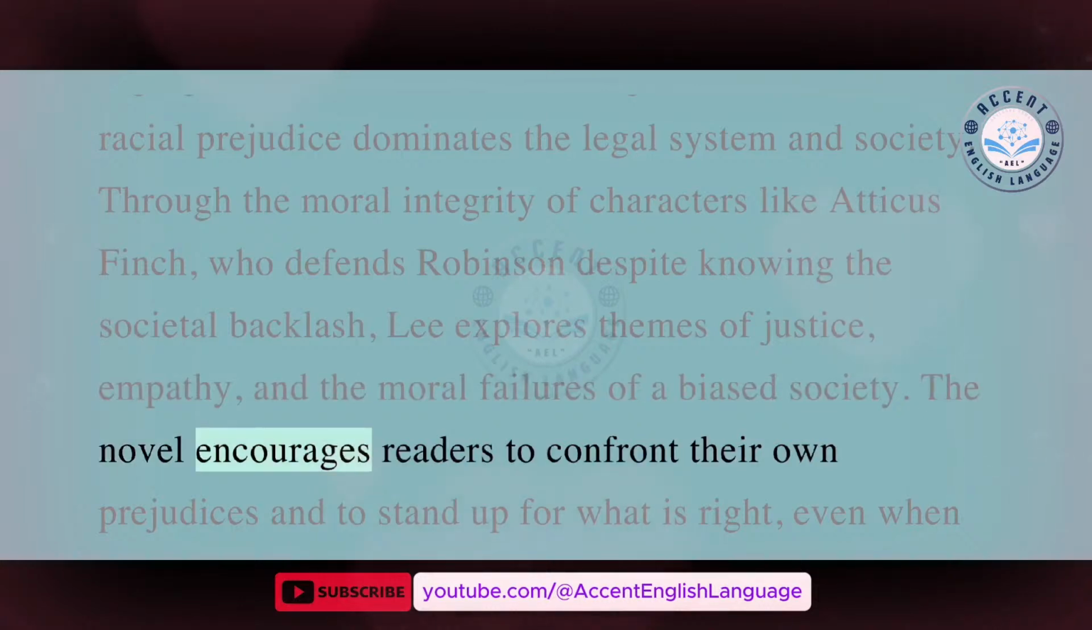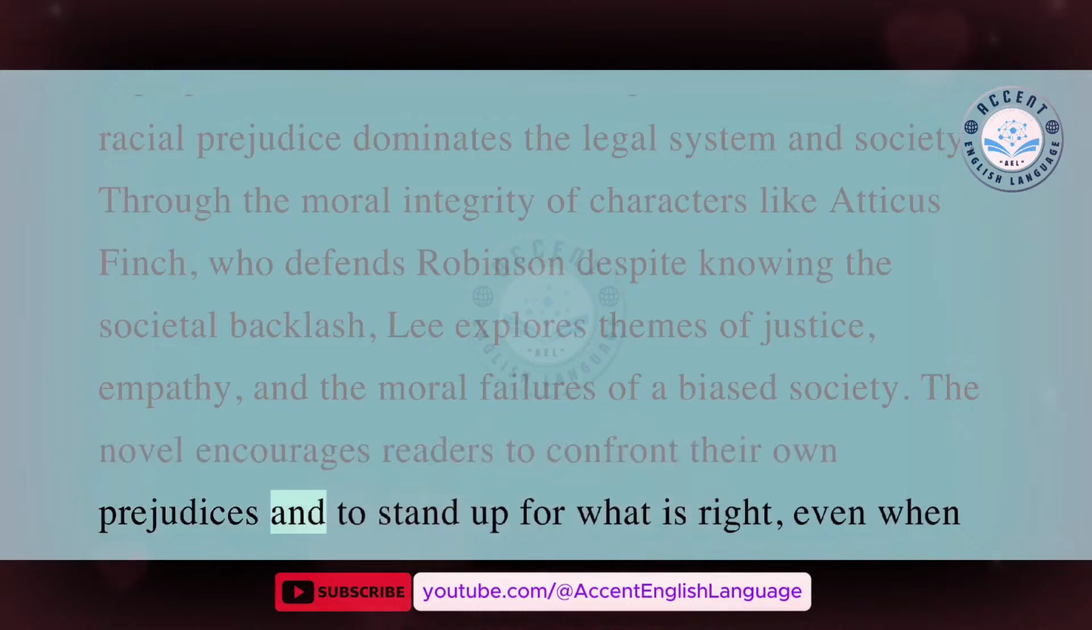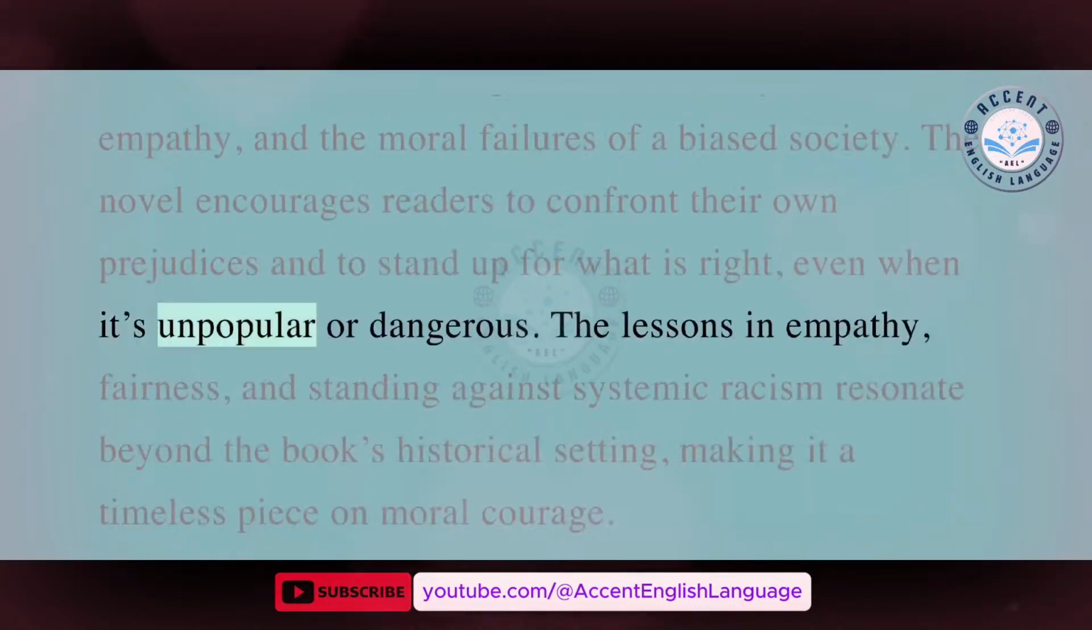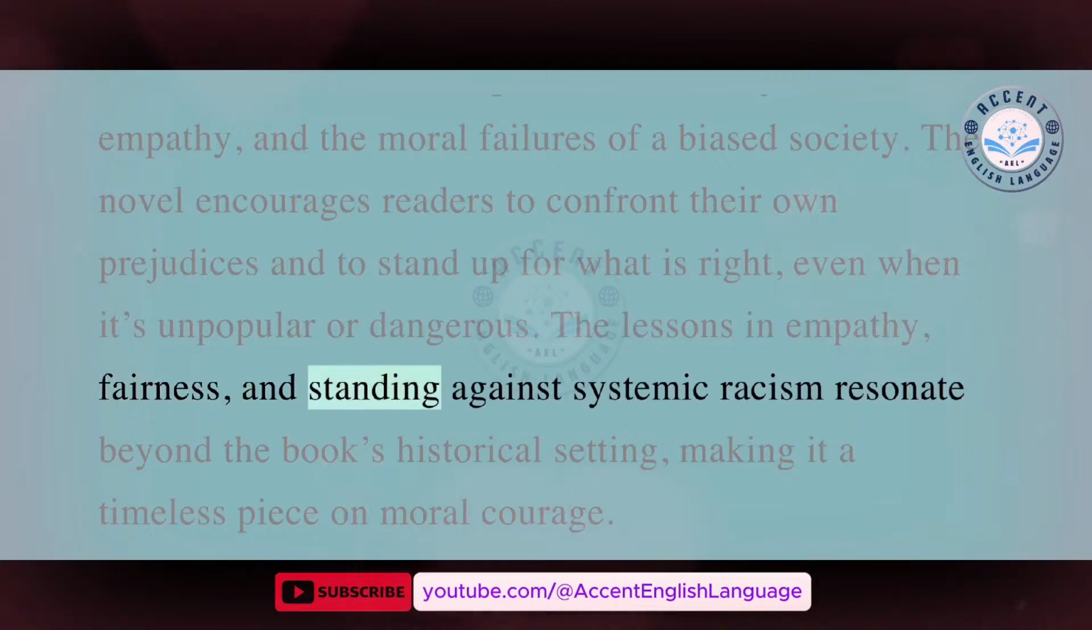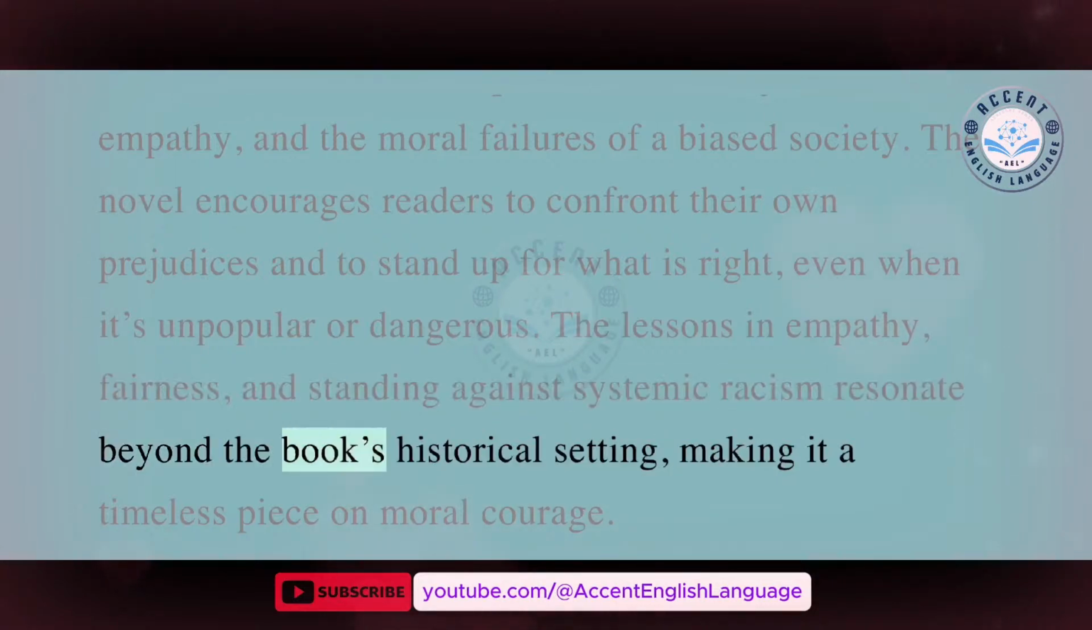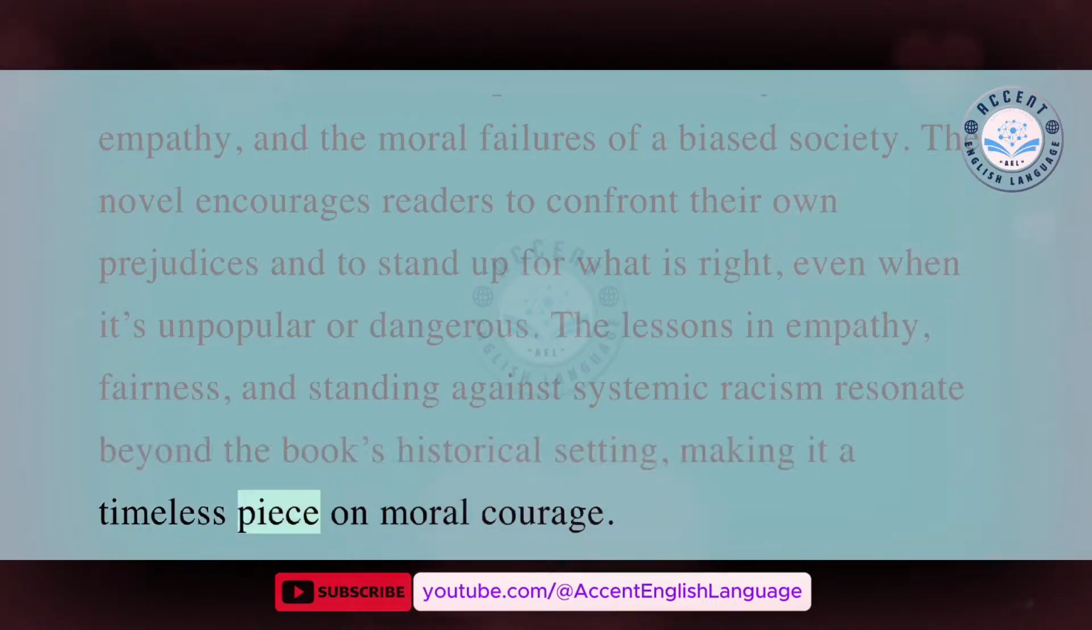The novel encourages readers to confront their own prejudices and to stand up for what is right, even when it's unpopular or dangerous. The lessons in empathy, fairness, and standing against systemic racism resonate beyond the book's historical setting, making it a timeless piece on moral courage.